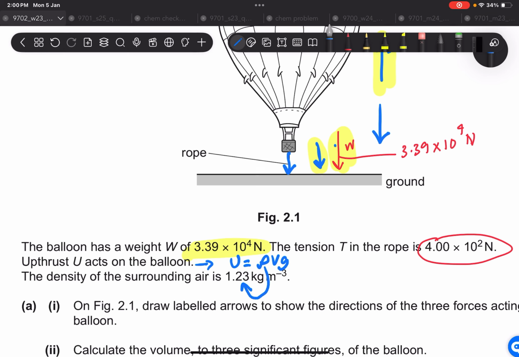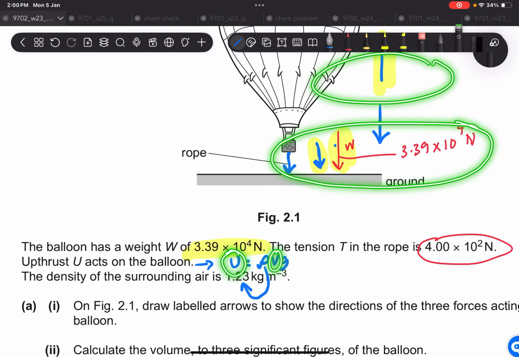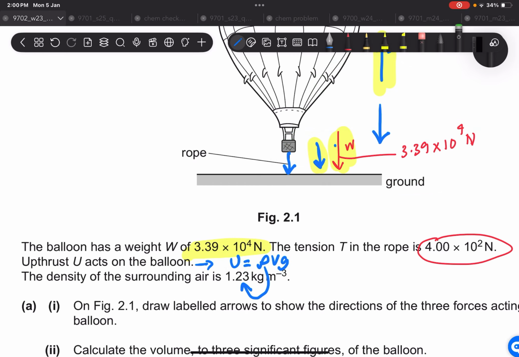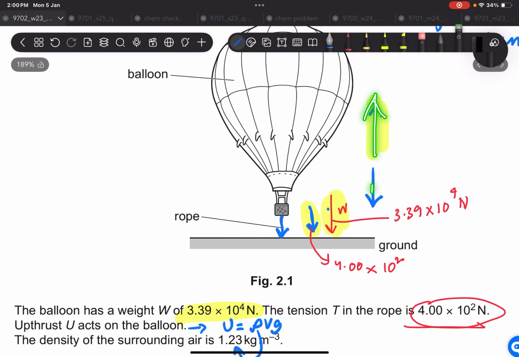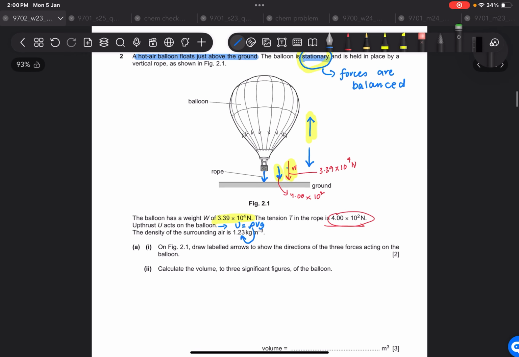Now I can find the volume of the balloon because I know what my upthrust is going to be. These two forces combined are going to be equal to my upward force, because downward and upward forces are balanced, because my object is stationary. Keeping all the forces in mind, this tension, they've told me it's 4.00 times 10 raised to power 2 newtons. Now the sum of these two forces is going to be equal to my upward force, because downward and upward are equal. Basics clear. Now calculate the volume. I promise I didn't know that they asked about the volume.